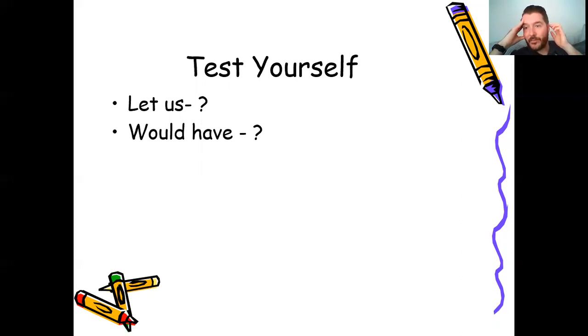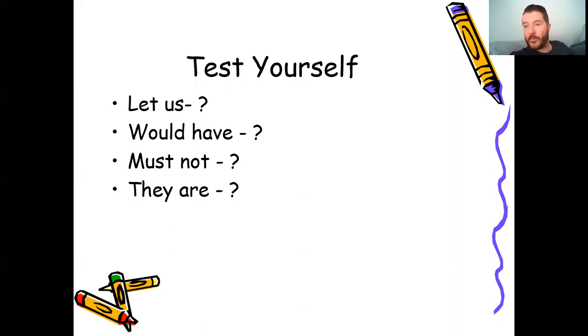Would have. What would have become? Pause the video if you need to. Would have would become would, apostrophe, have. Must not. Again, pause the video. Can you contract must not? If we contracted it, we'd have must, n, apostrophe, t. So m-u-s-t-n apostrophe t.